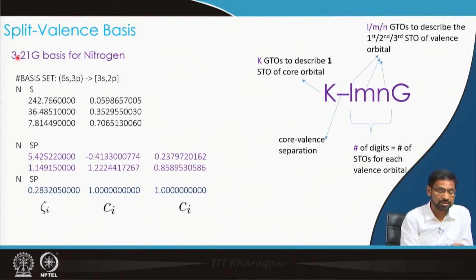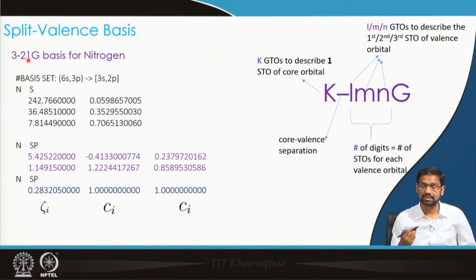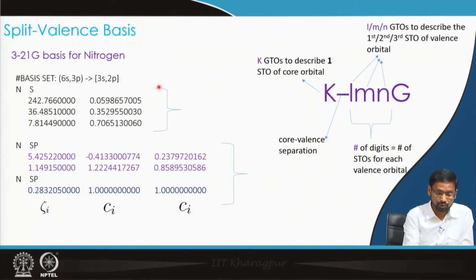Then comes the separator, then I have 2 digits. So, that means I have a double zeta potential. This is about the core, and this is about the valence region. The core region is defined by these 3 Gaussian functions, the coefficient and the exponent. So, these 3 functions will represent the core 1s orbital.